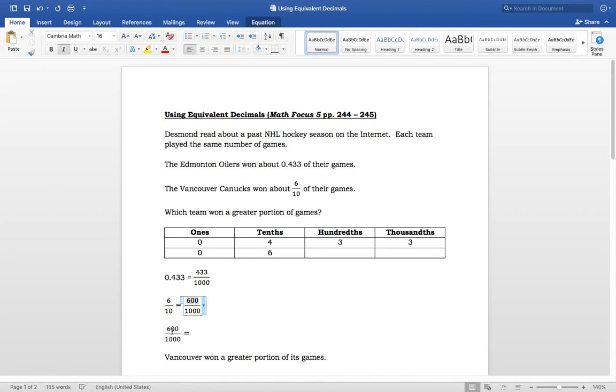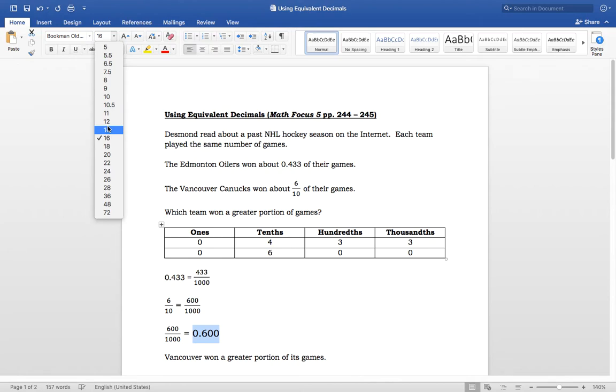If I want to write 600 over 1,000 as a decimal, it's similar to 0.6, except I have to tack 2 zeros on, just like I do up here in the chart. 600 thousandths is the same as 0.600.